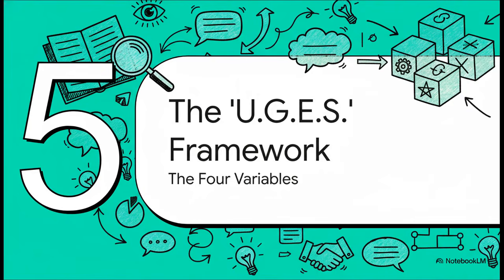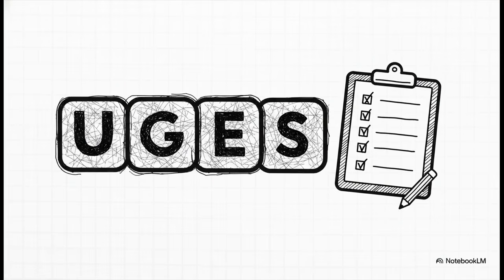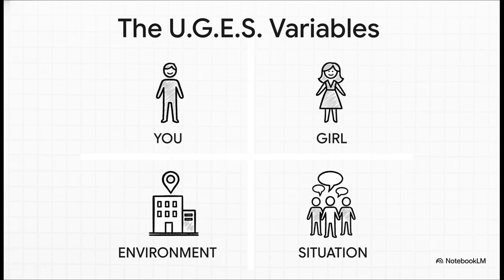Now, I know that sounds a little abstract, but the playbook actually provides a tool to make it way more concrete. To achieve that social calibration, it proposes this simple little framework that you can remember with the acronym UGES. So what is UGES? You can think of it as a mental checklist. It stands for 4 key variables that you need to scan and analyze before you even think about making your approach. According to this system, getting these 4 things right is the absolute key to good calibration. And here they are: you, the girl, the environment, and the situation. Let's quickly break down what the playbook means by each one.